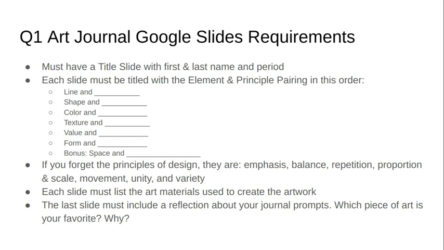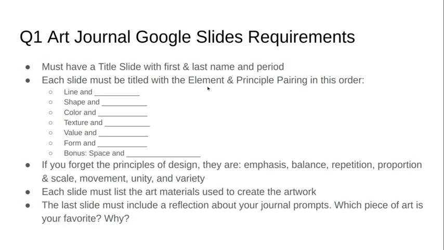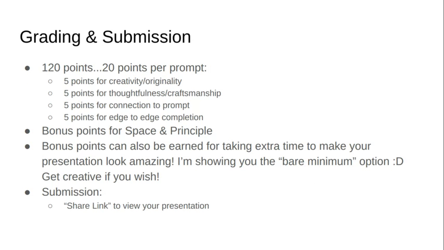Your last slide must include a reflection about your journal prompts. Which piece of art is your favorite and why? So if you've been counting along, your slideshow should be 8 slides long. You have a title slide, you have an ending slide, and you have 6 prompt slides. If you do the bonus, then you would have a 9-slide presentation.